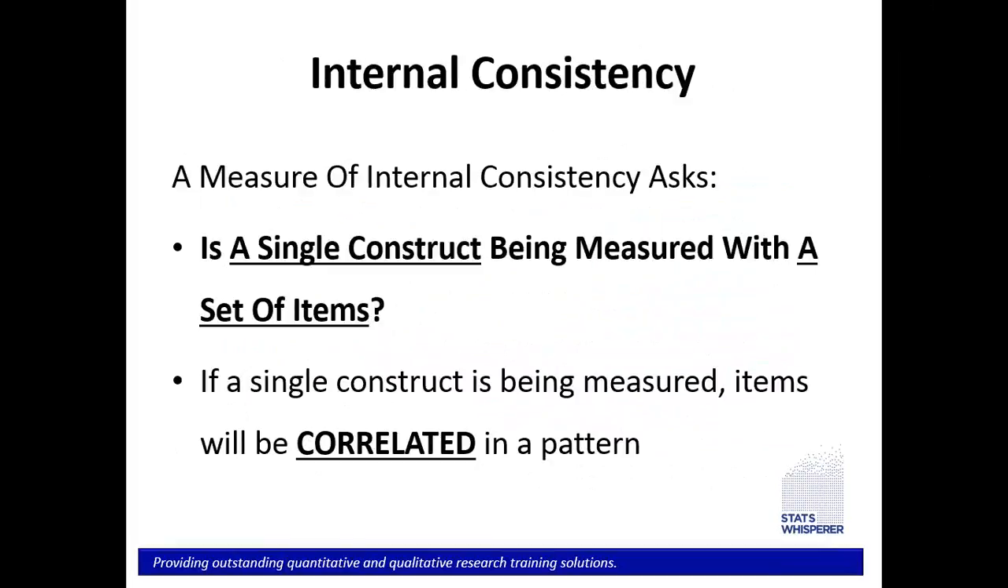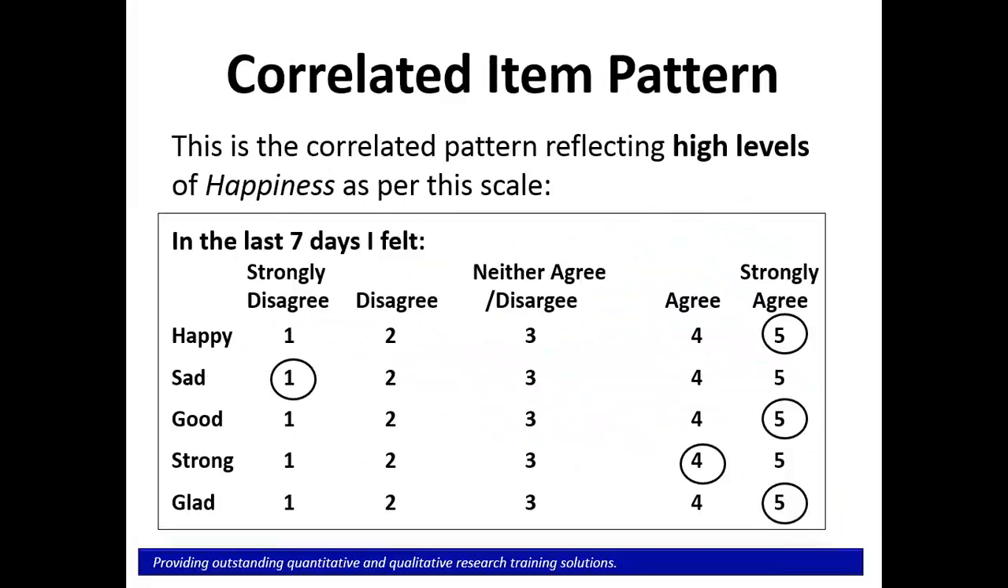So the measure of internal consistency asks, is a single construct being measured with a set of items? If a single construct is measured, the items will be correlated in a pattern. So our 5-item happiness scale, this would apply. Look at it this way: if somebody was just completing the 5-item happiness scale, you would expect them to answer in a certain pattern, if it was really measuring happiness.